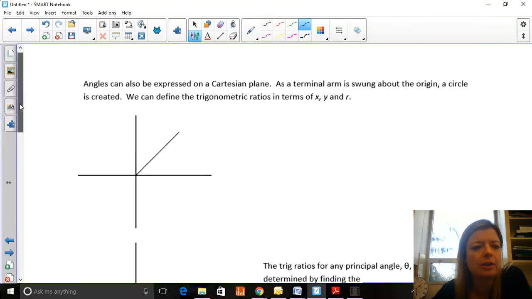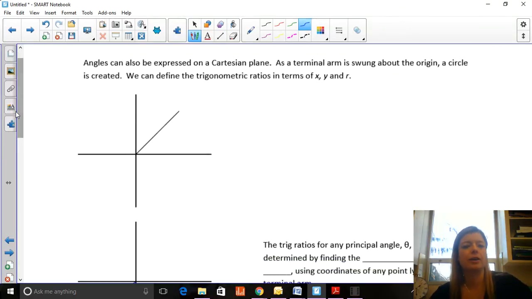Okay, let's also recall that angles can be expressed on a Cartesian plane. As a terminal arm is swung about the origin, a circle is created. So if this was the terminal arm, you could swing it around and it would make a circle, right? This, however long the radius is, would make a circle with radius r all the way around.